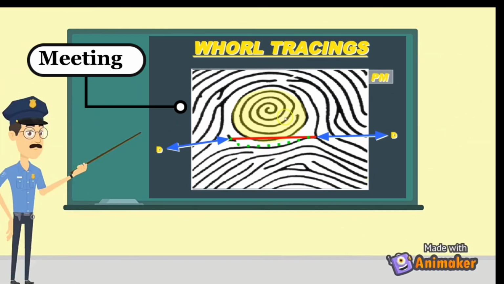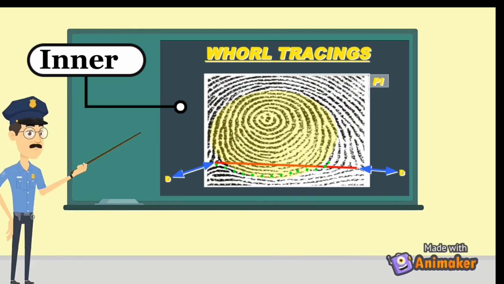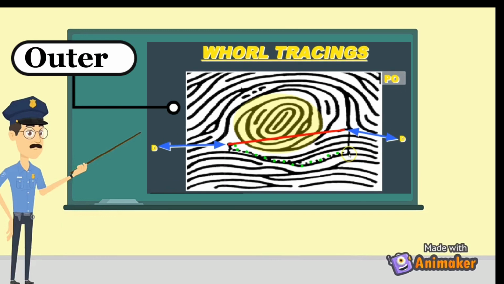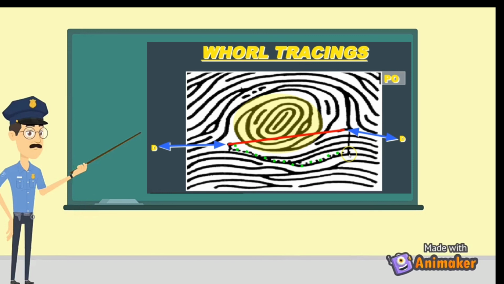This is an example of a meeting tracing because, as you can see, the tracing line, which is that green line, meets or stops at the right delta, which makes it an M, or meeting tracing. This is an example of an inner tracing because the tracing line goes into the right delta, which makes it an I, or inner tracing. This is an example of an outer tracing because that tracing line goes outside the right delta, which makes it an O, or outer tracing.